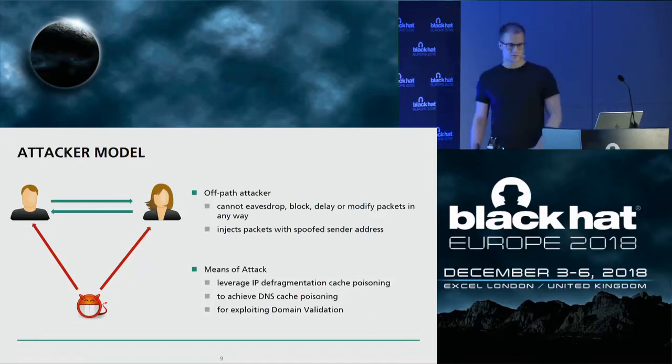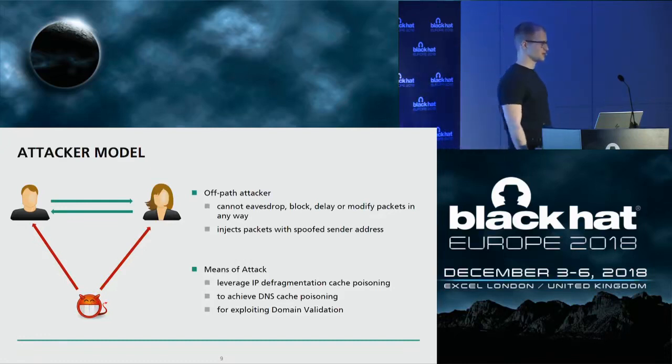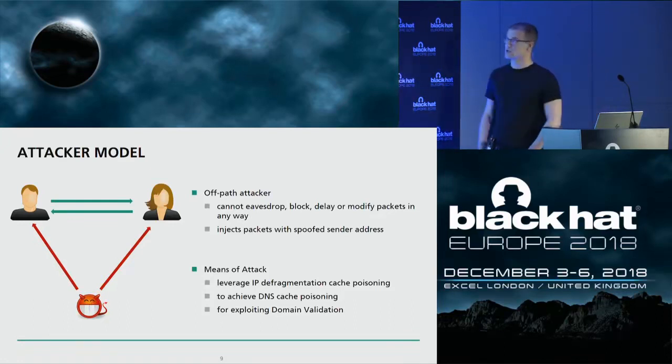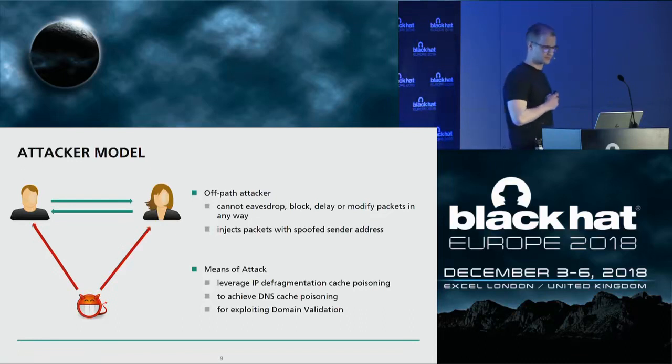The attack I'm going to show you will leverage IP defragmentation cache poisoning to achieve DNS cache poisoning, and we are exploiting domain validation. Domain validation is the mechanism with which one can prove one's ownership over a domain, and it's heavily made use of in the issuance of certificates. Let's see how that works.